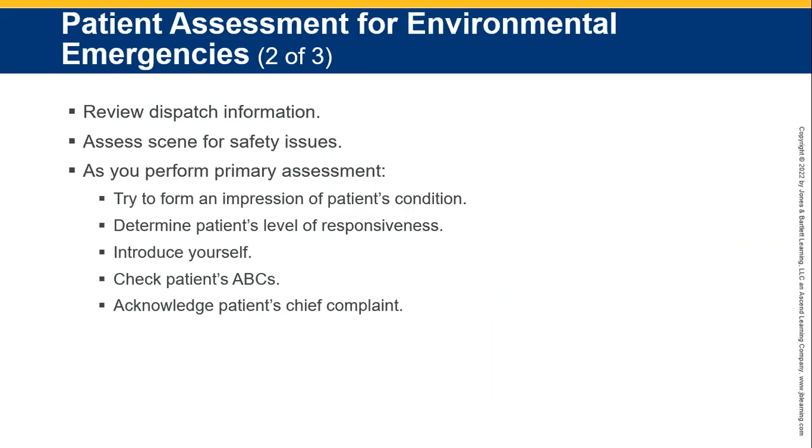All right, we obviously need to be aware of scene safety issues. As you do your primary assessment, try to form an impression of the patient's condition, determine the patient's level of responsiveness, AVPU, introduce yourself to your patient, and check the patient's ABCs. Obviously, if the patient responds and talks to you, he has an airway. Is his airway good enough for maintenance of life? Is he breathing between 12 and 20 breaths per minute? Once you've established these things and the patient's alive and out of danger, then we can acknowledge the patient's chief complaint.